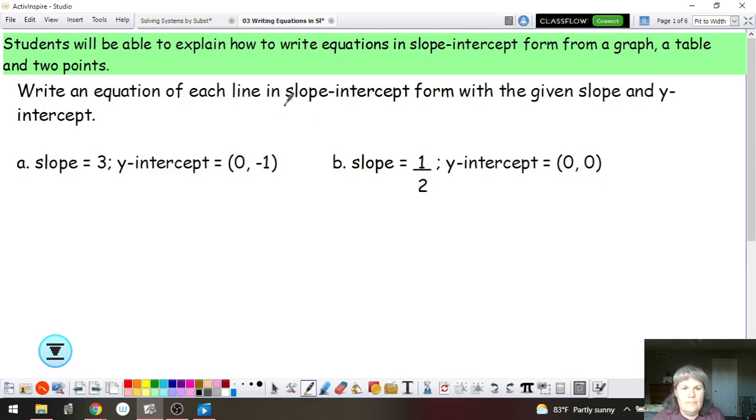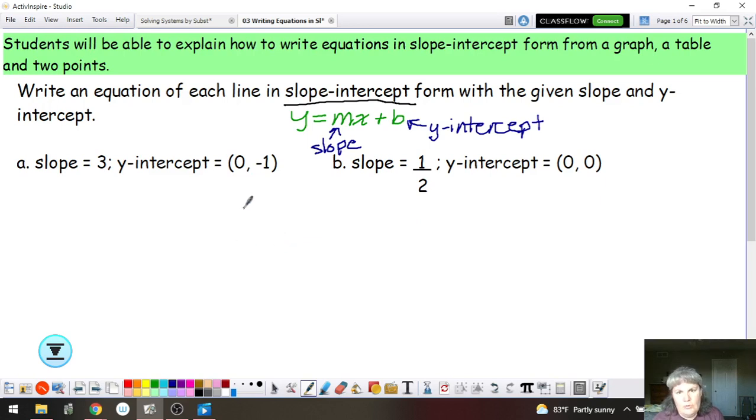Slope-intercept form is y equals mx plus b. The m is where we write our slope. The b is where we write our y-intercept. And the y-intercept is where we find that our graph crosses the y-axis.